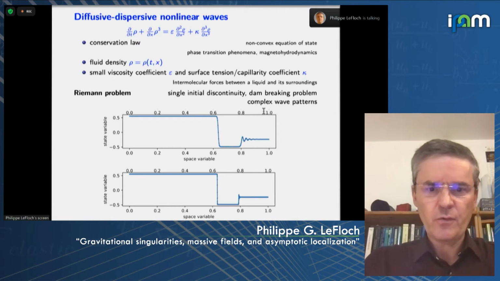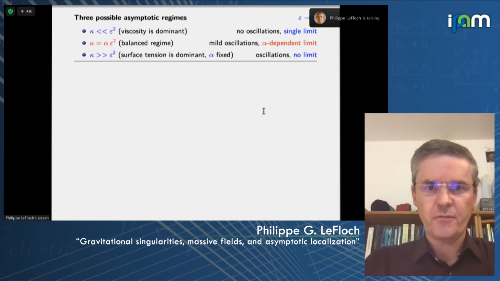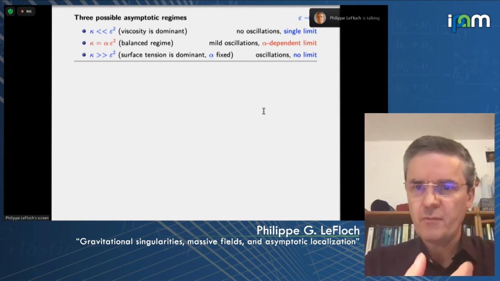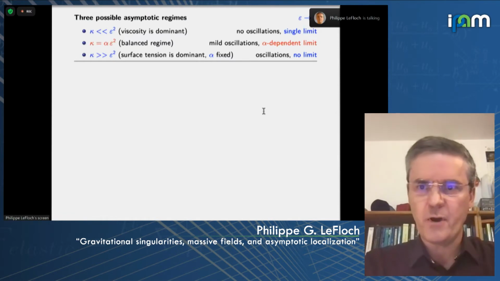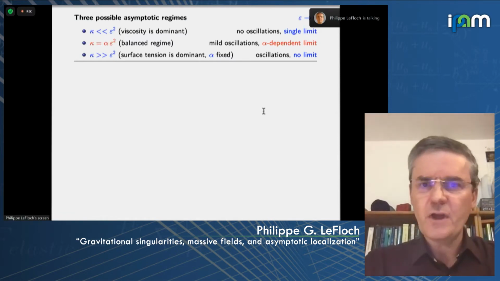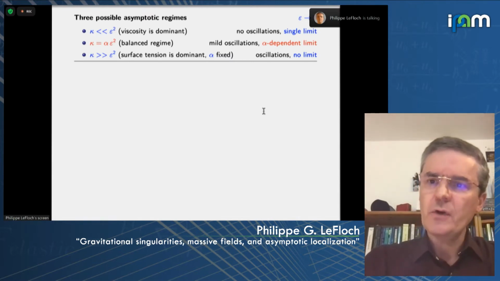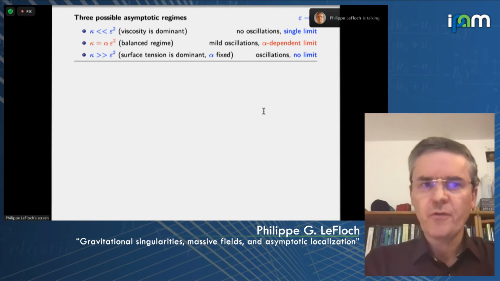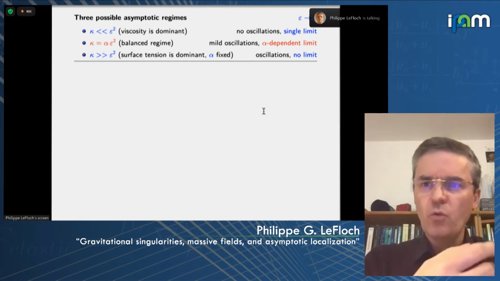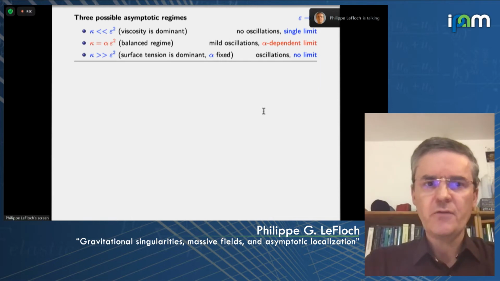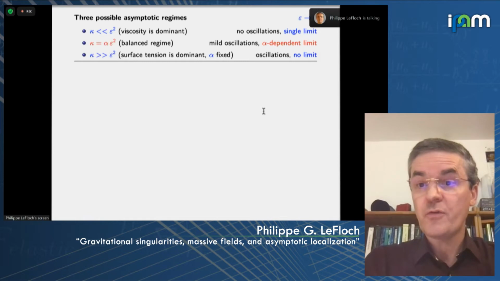So let me first say that we have several regimes in this situation. We have several physical parameters, which I call epsilon and kappa, in this problem. There may be more. And there is a natural scaling in this case, which is epsilon squared and kappa. So in a given flow, you may have regions where you are in one of the three regimes, meaning that the viscosity is dominant, in which case you will observe a single wave in this example, or the oscillations are dominant, in which case you will not observe shocks.